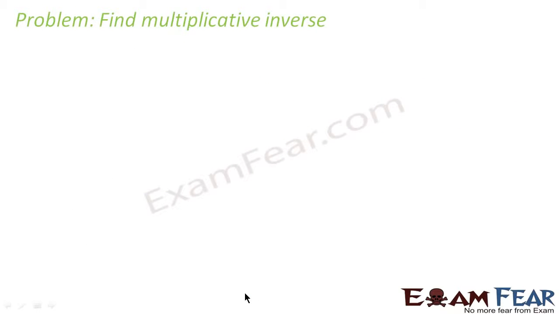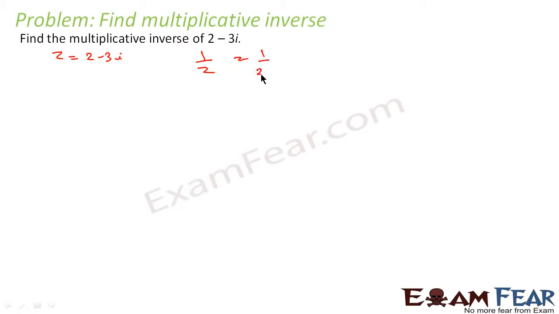Let's take a problem where we are supposed to find a multiplicative inverse. So we are supposed to find the multiplicative inverse of 2 minus 3i. So if we say z is equal to 2 minus 3i, then from the definition we know the multiplicative inverse is equal to 1 by z, and that is equal to 1 by 2 minus 3i. So let's solve this. We'll rationalize this. So what is rationalization? You divide and multiply with 2 plus 3i.